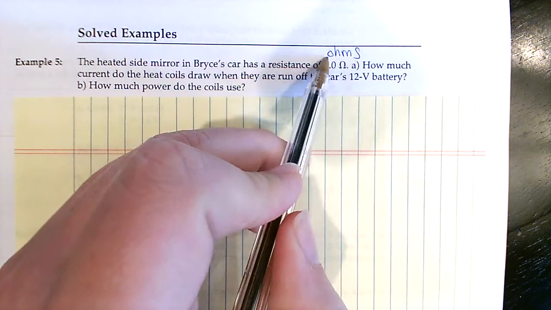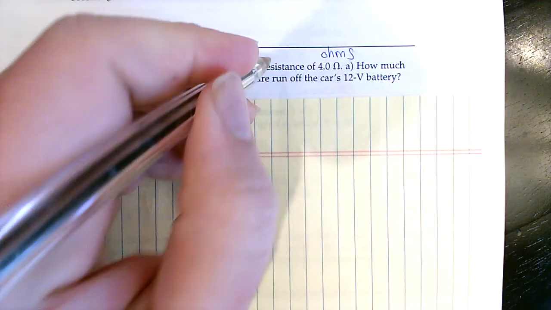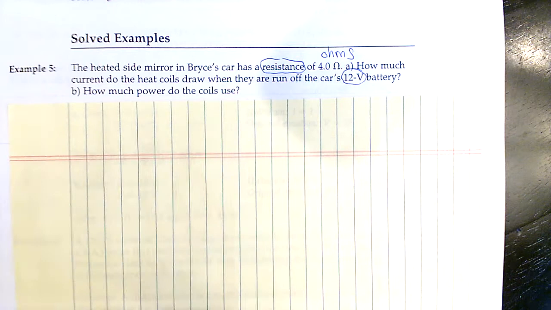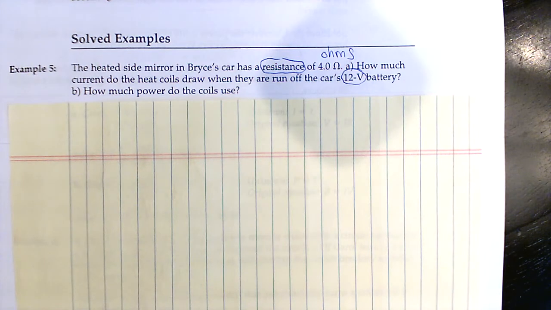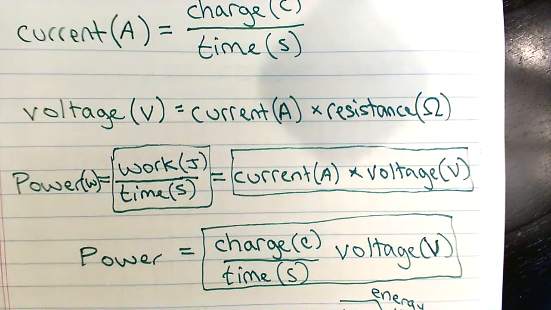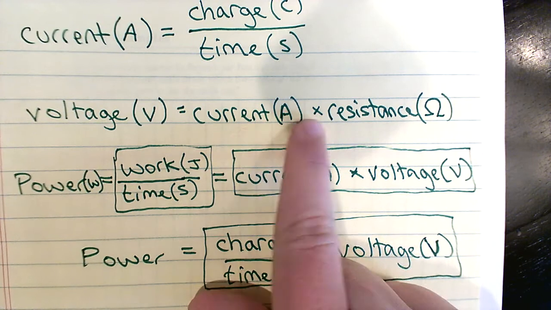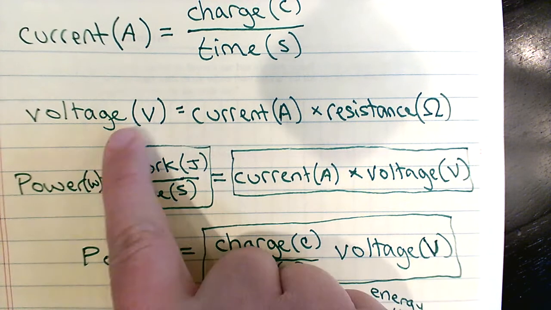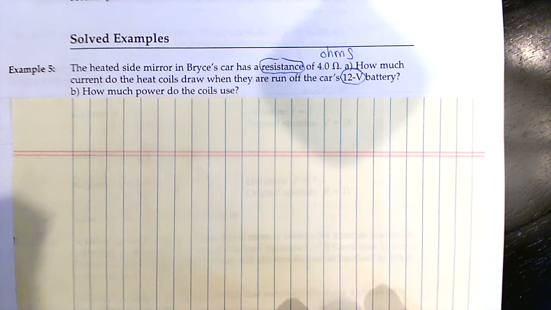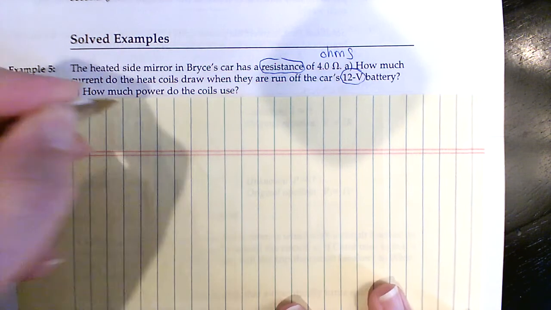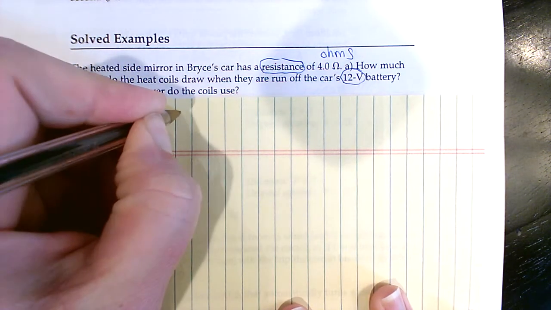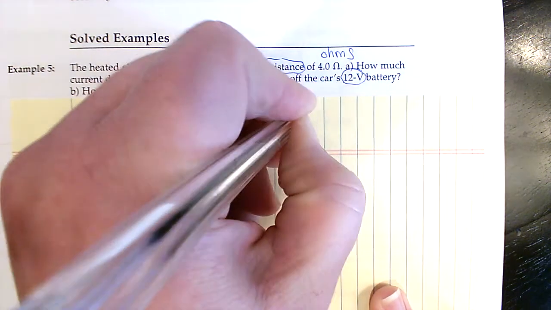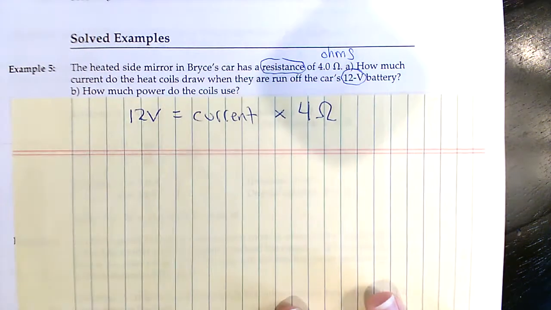So we have resistance here, and a voltage, and we're trying to get to current. Looks like this equation is going to be our best. All right, that has all of the things we're trying to work with here. We have voltage equals current times resistance. So voltage is my 12 volts equals current times resistance.